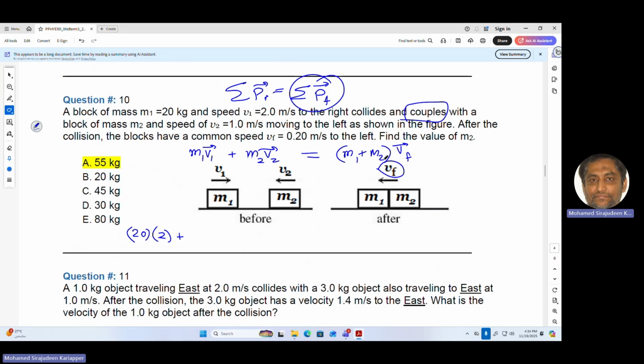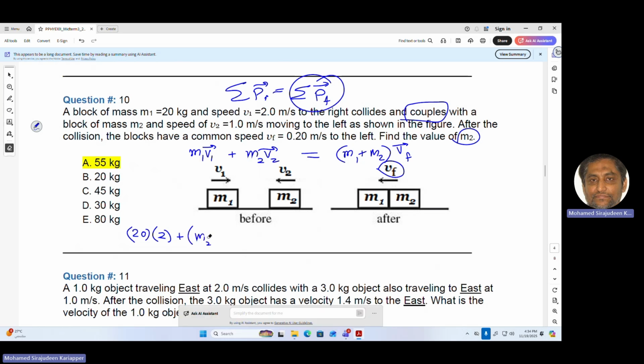Where is M2? We don't know M2, right? That is the question. M2 is the unknown. Usually the unknown is the velocity, but in this question, the unknown is M2. So we just write the symbol.